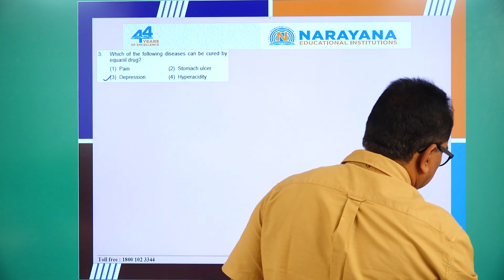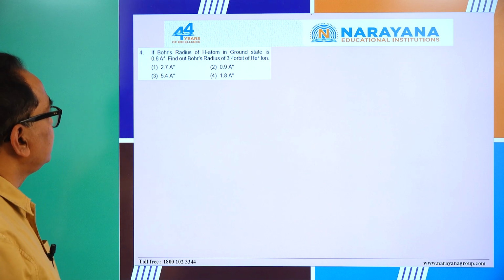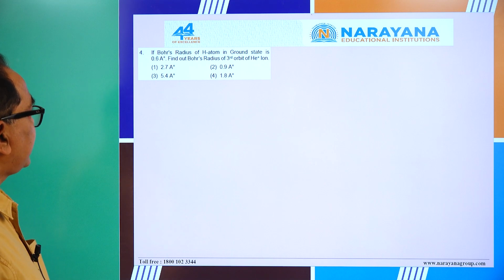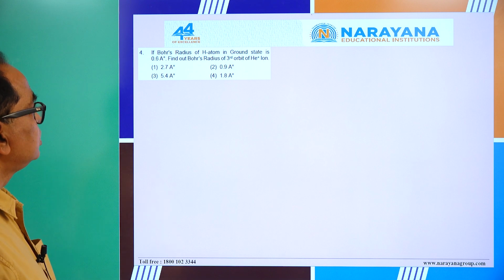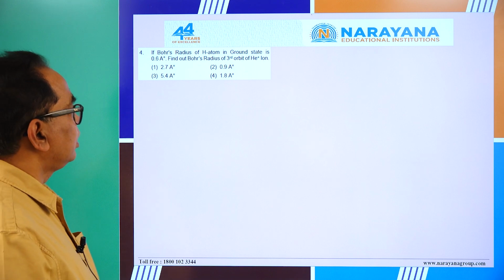I am moving to the next question. If Bohr radius of hydrogen atom ground state is 0.6 angstroms, find out Bohr radius of third orbit of helium plus ion.